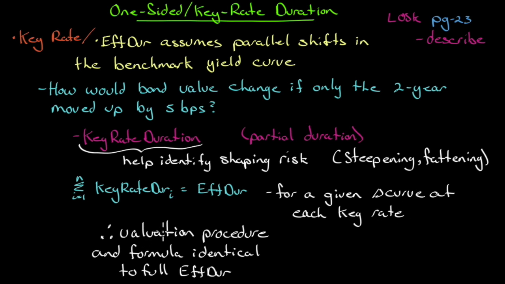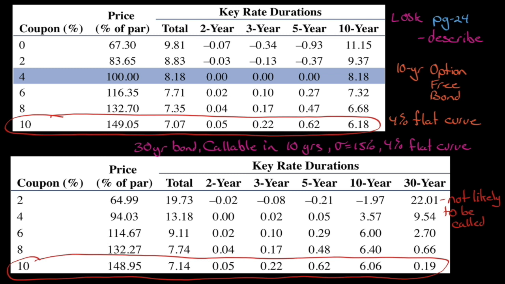The valuation procedure and formula are identical to full effective duration. The way we calculate a particular key rate duration is we just change that particular rate. We do a PV plus, PV minus, and calculate it the same way, but it is only for that particular rate.